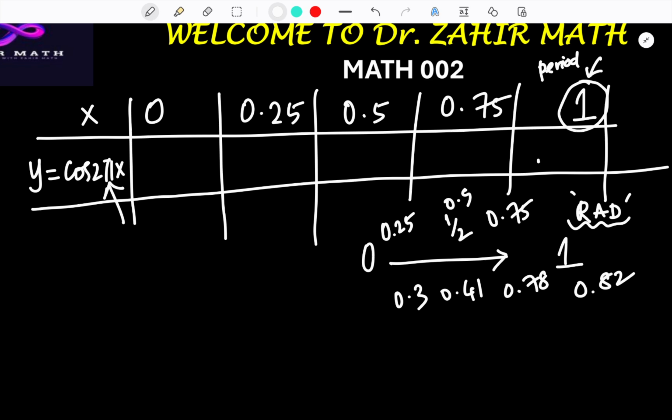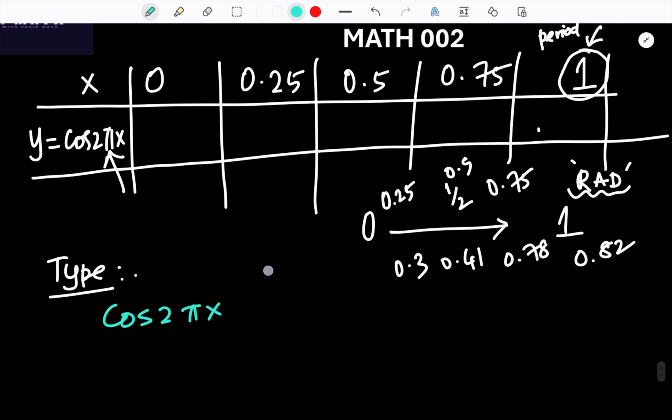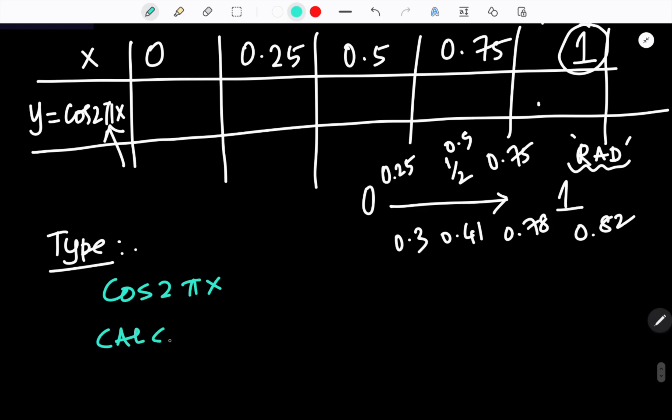I taught you in the previous question, you need to type. What you need to type? Cos 2 pi alpha x. So cosine shift 2 pi, 2, but then shift pi alpha x, close the brackets. Okay, right. So after that, what you need to do? Press the button calc. So I'm pressing the button calc.